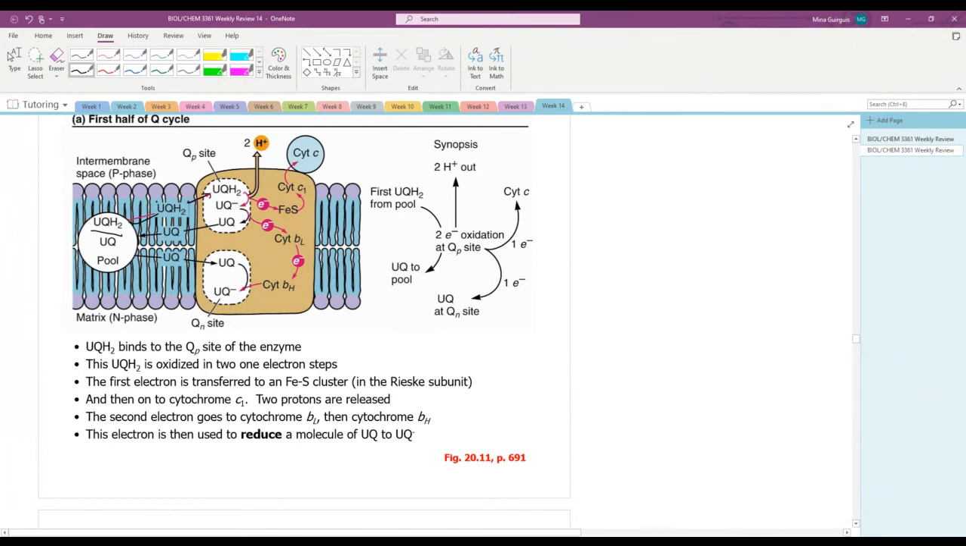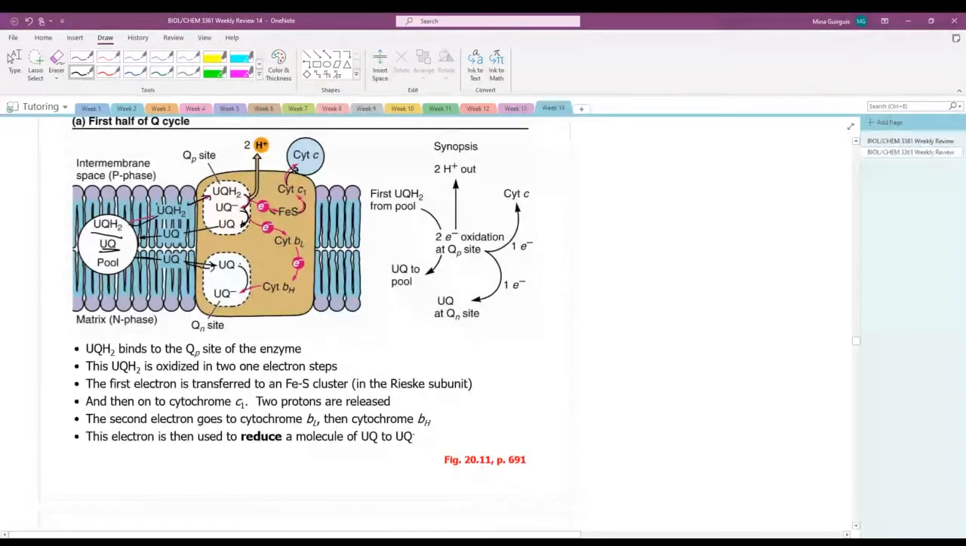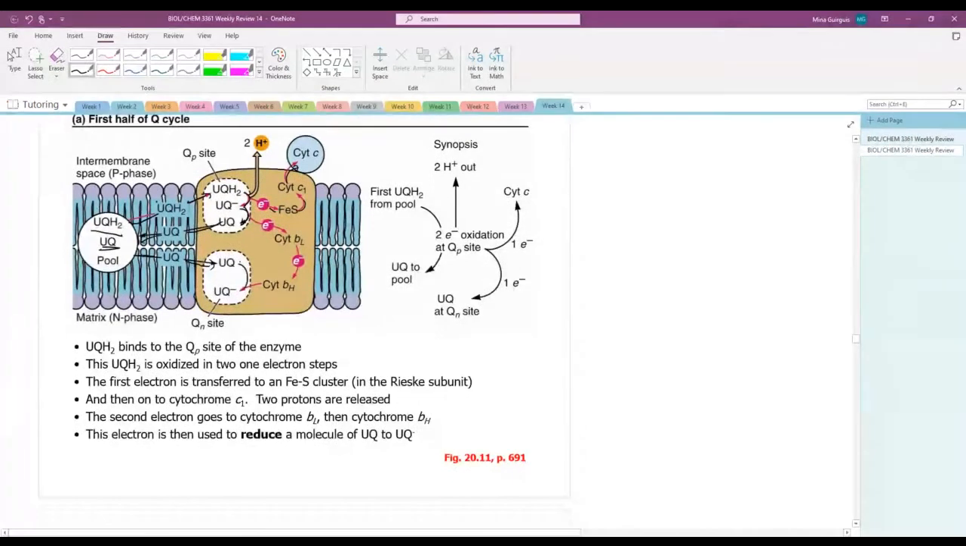That UQH2 goes into its semiquinone form and then into its ubiquinone form. And in doing so, it releases 2 electrons. The first electron is transported eventually to cytochrome C. Okay. The second electron is transported through 2 cytochrome Bs, and we're going to talk about them later, into UQ. And this UQ is on the outside. It binds to the QN site and is converted to UQ minus. So this is the original UQH2, and it goes to a UQ minus.